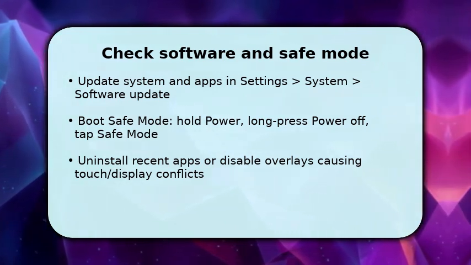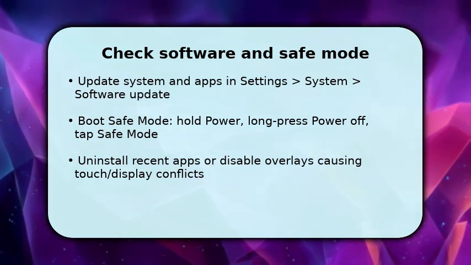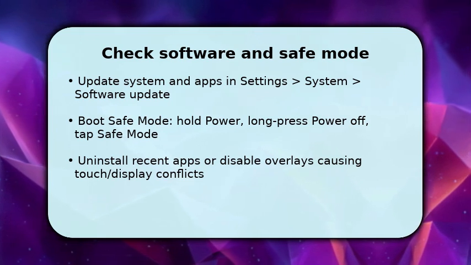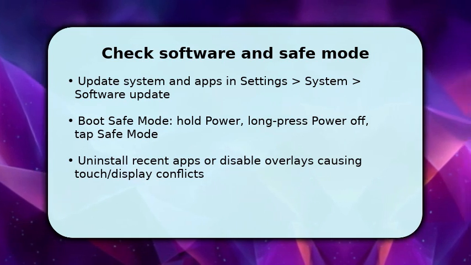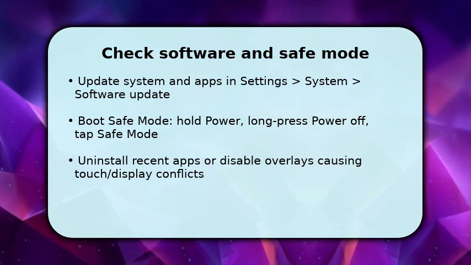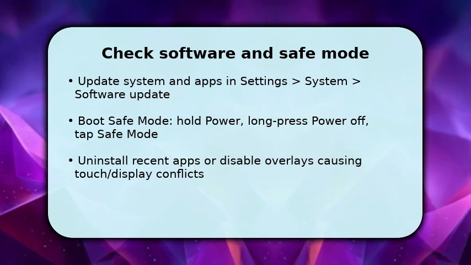Then boot into safe mode by holding power, long pressing power off, and tapping safe mode. This disables third-party apps so you can see if the glitch persists. If the screen is stable in safe mode, uninstall recent apps or disable floating overlays because those often interfere with GPU or touch drivers. If software steps fail, you move to hardware checks.